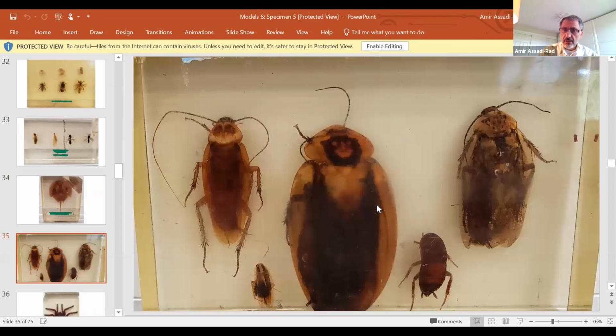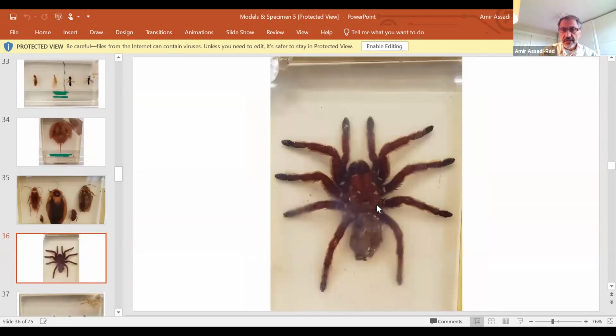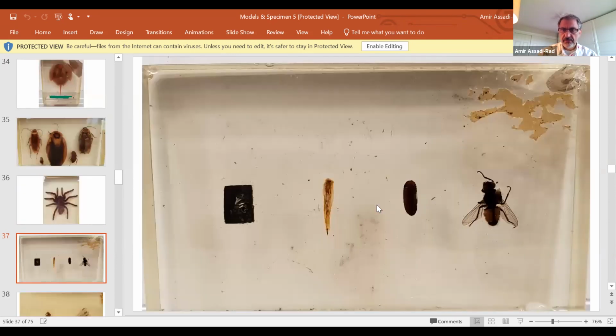Cockroaches, Odonata. Tarantula, that would be your Acari, if I'm not making a mistake. Tarantula is Acari, okay? Order Acari, class Arachnida, and Chelicerata, of course, subphylum.